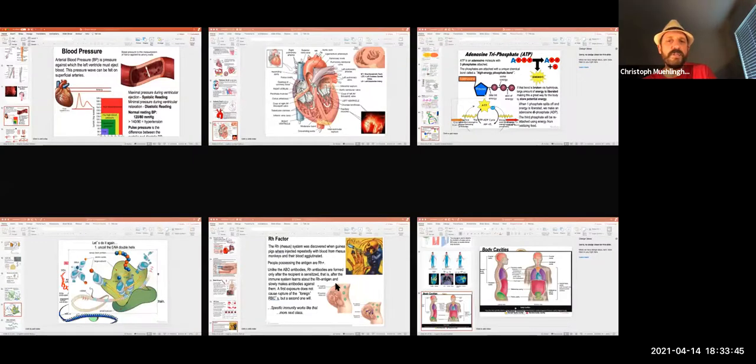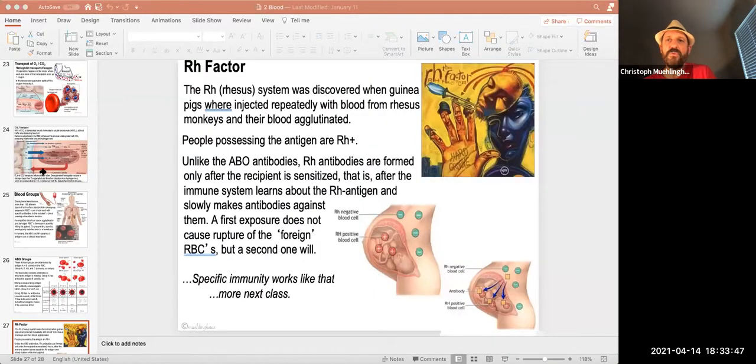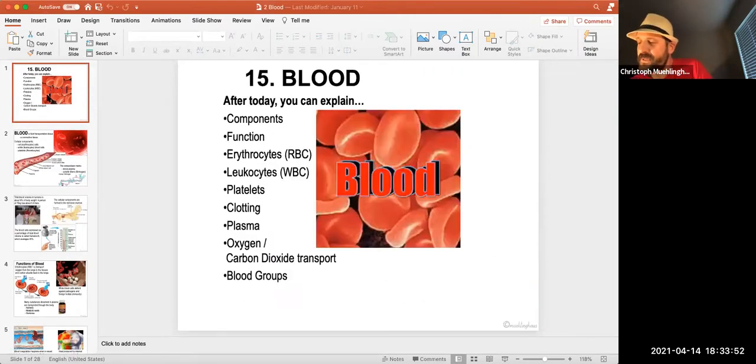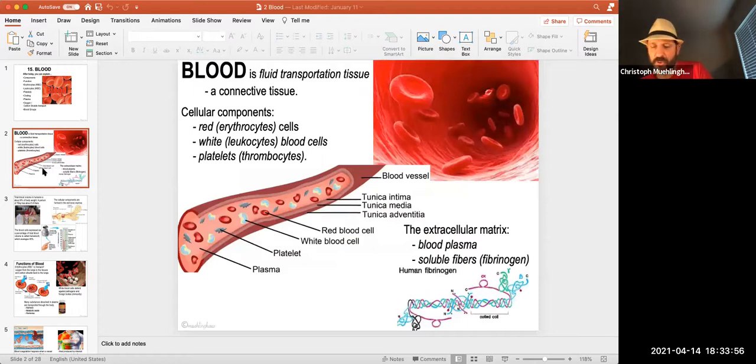Good. And then that's the biggest chapter here: blood. So when we look at blood, blood is a connective tissue. It's fluid, it's not bone, but it's still connective tissue. So we still have a cellular component, and we have extracellular matrix components. And the cellular components are red blood cells, white blood cells, and platelets. So we have all of them.